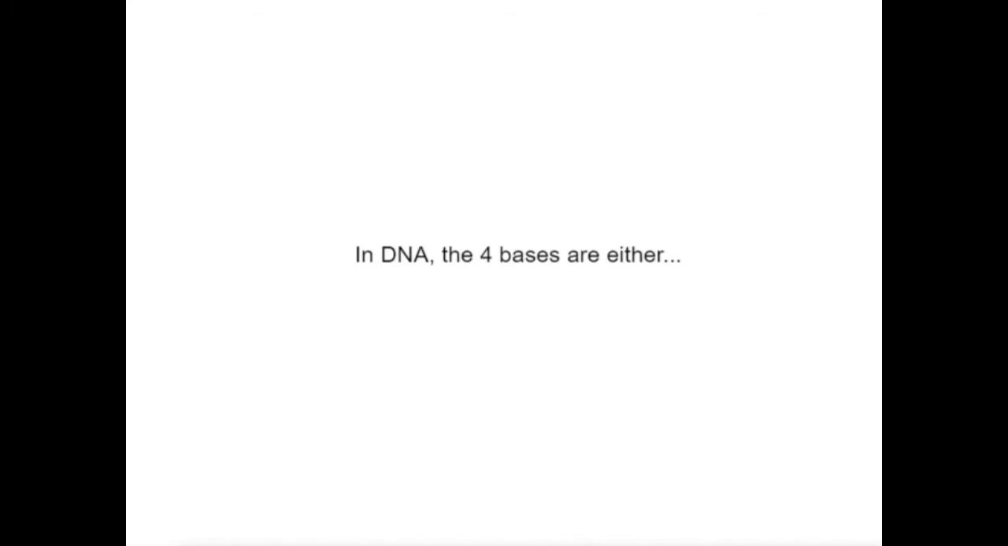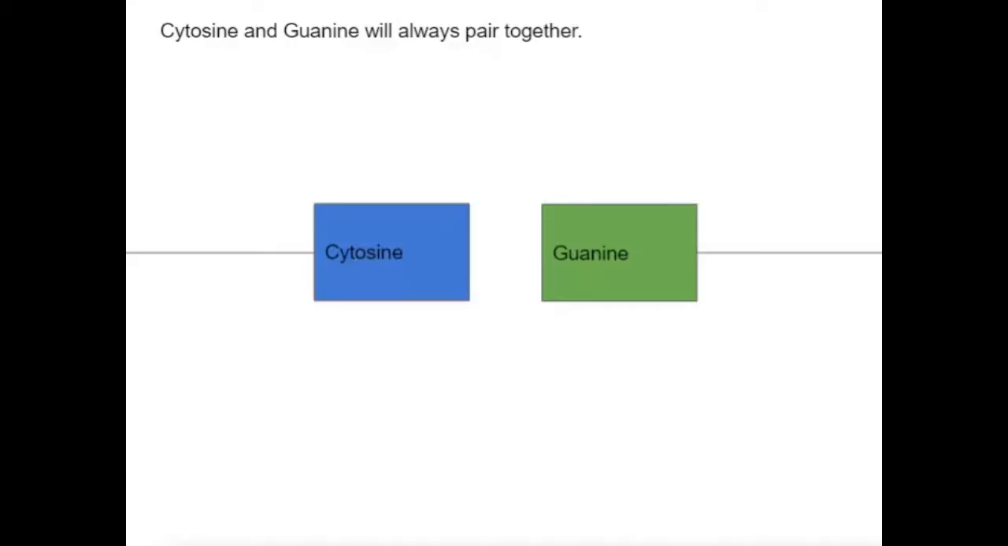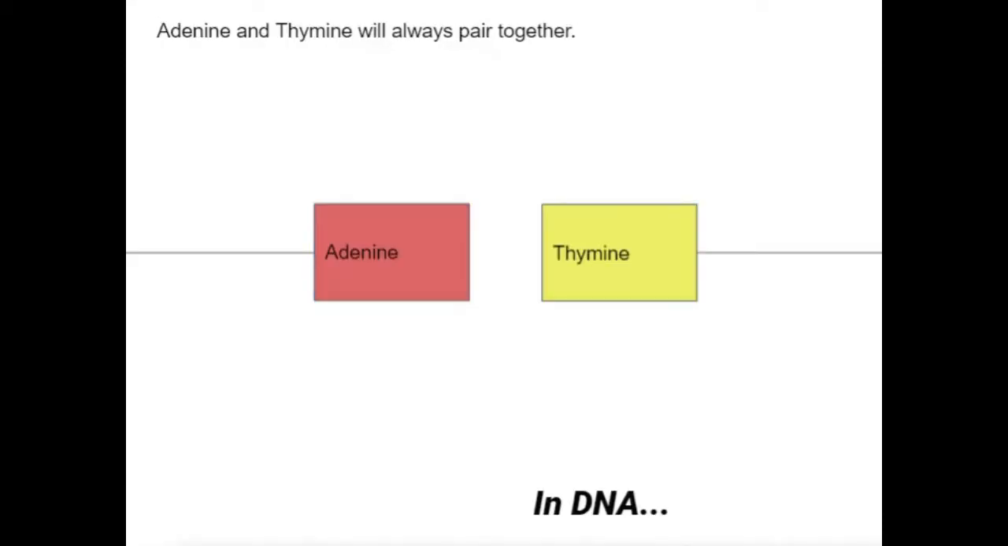In DNA, the four bases are either adenine, thymine, cytosine, or guanine, and cytosine and guanine will always pair together, and adenine and thymine will always pair together. In RNA, it's a little different, but that's not important right now. Just replace thymine with uracil in RNA.